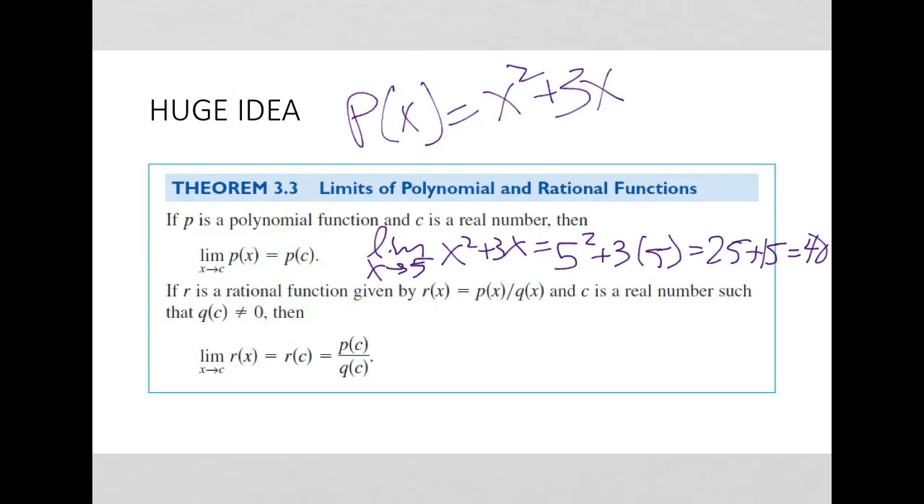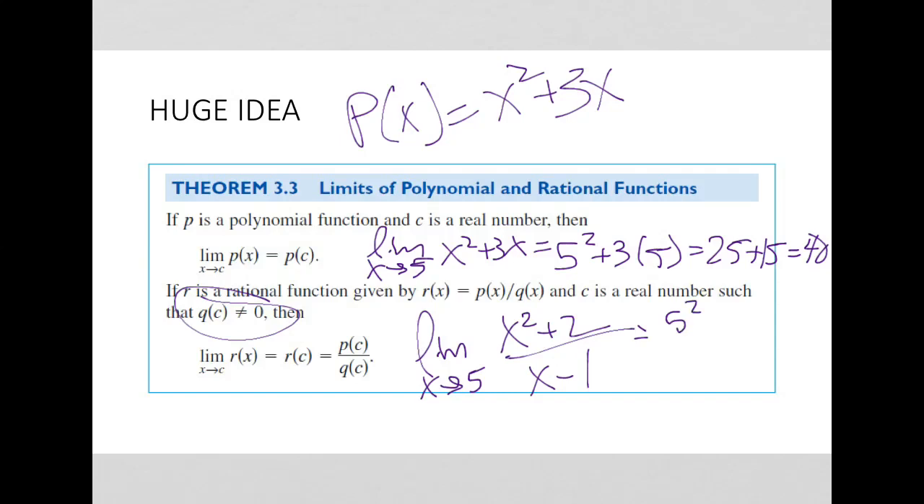Yay, math. Now the bottom part is just saying the same thing, but for a rational function. So like x squared plus 2 over x minus 1. If I want to find the limit as x goes to, well, anything but 1, because notice it says the denominator cannot equal 0, and 1 would make the denominator 0. So let's go to 5. We can directly substitute into that rational function. 5 squared plus 2 over 5 minus 1. 5 squared is 25, plus 2 is 27, over 5 minus 1 is 4.